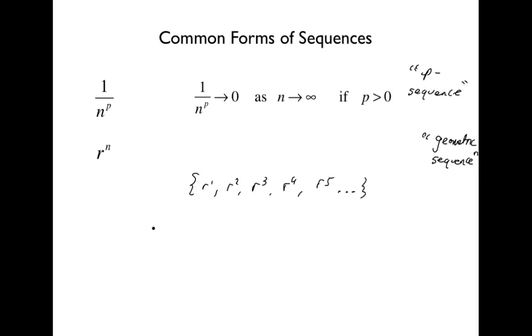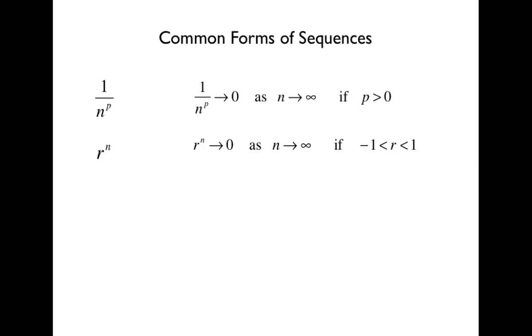So for this geometric sequence, we need r to be between -1 and 1, and then you're always taking a fraction of the term you had before, and so eventually that will get small, that will go to 0. That should make sense. Does that make sense? And we call that the geometric sequence. So we have the P sequence and geometric sequence.